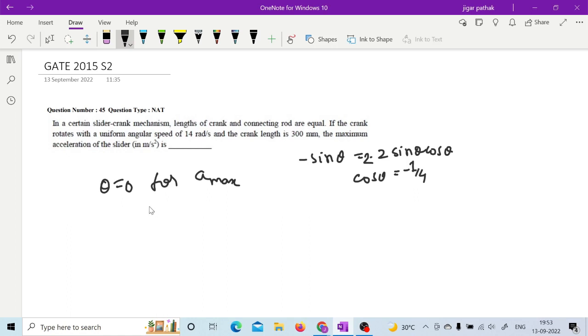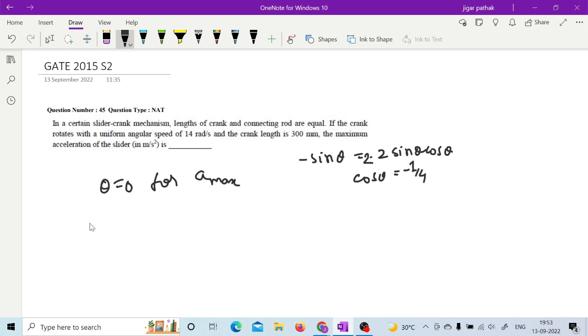Sir, after finding the second derivative of this expression, I am also getting a negative number, which means that is also a maxima. It may be possible that theta equal to 0 is the global maxima. Yeah, that could be. So that is why we are taking theta equal to 0 for maximum acceleration, right?